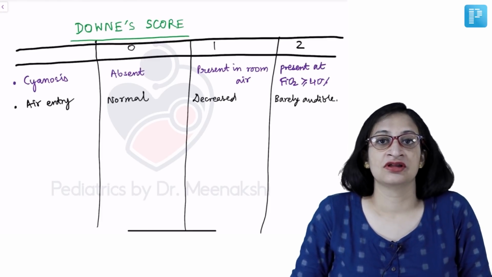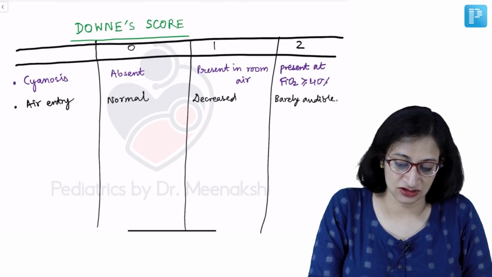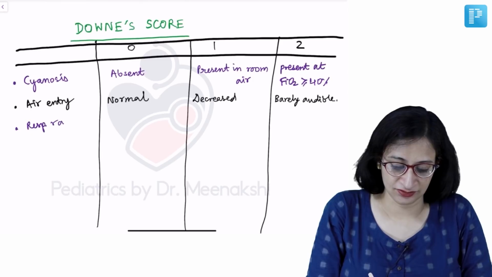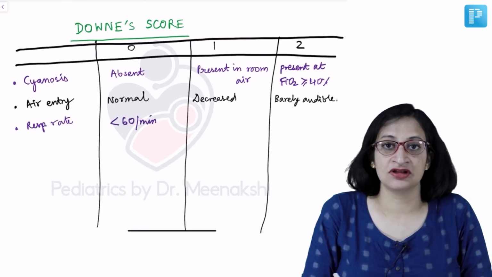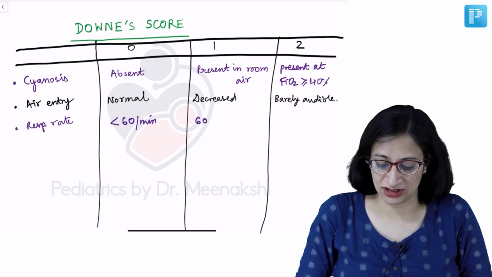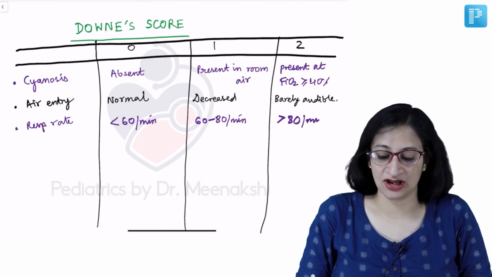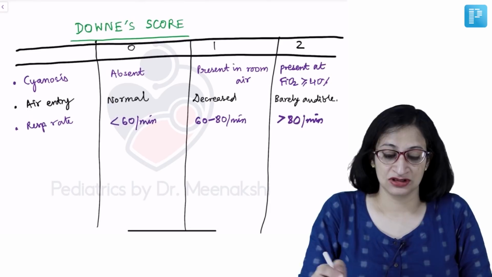Okay. Next component is the respiratory rate. So respiratory rate, we give it a score of 0 if the respiratory rate is less than 60 per minute. We give it a score of 1 if the respiratory rate is between 60 to 80 per minute, and 2 if the respiratory rate is more than 80 per minute. That means most severe form of respiratory distress.